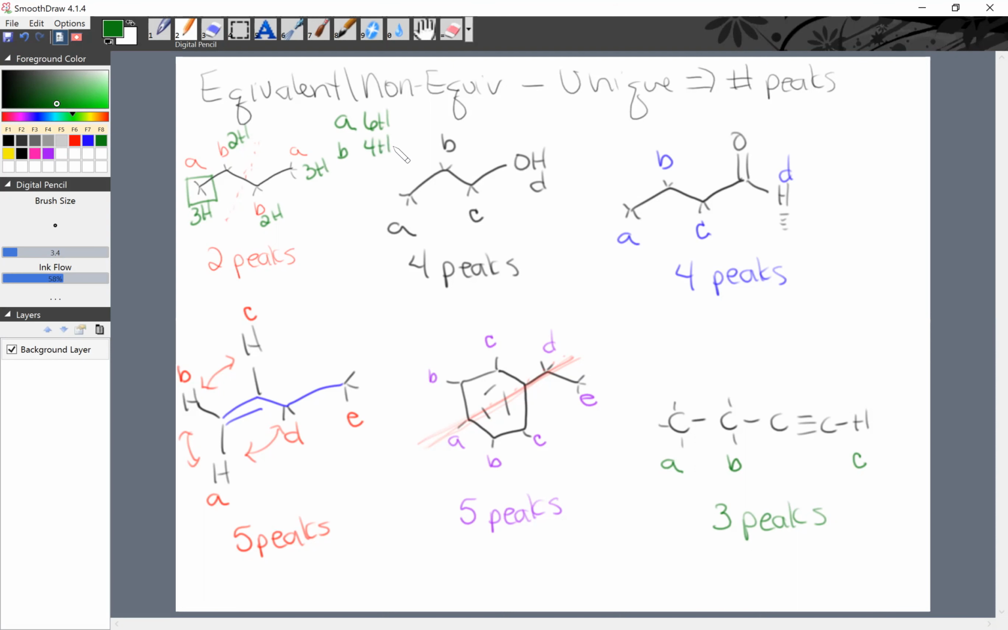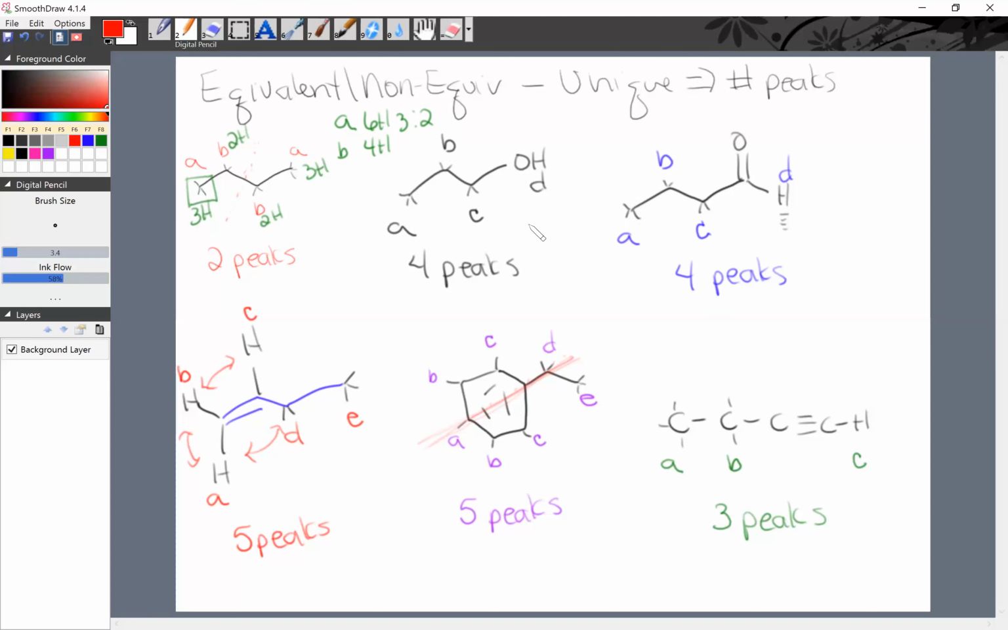Because remember, the peak height tells you how many hydrogens, and because they're equivalent, they show up in the same spot, so it is taller than expected. But that is not the smallest ratio, so we would probably see a 3:2 relationship on the spectra. All right, different color.